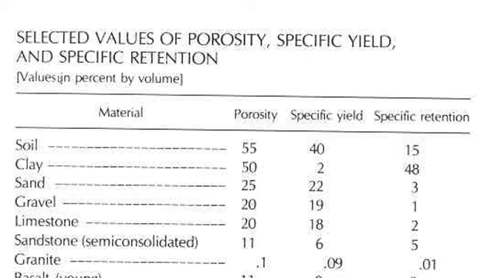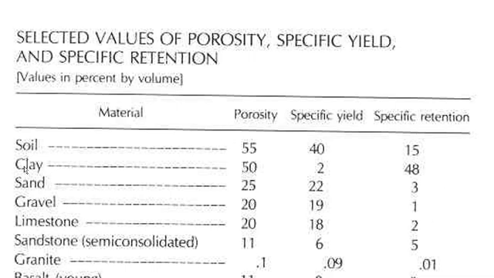Here you see the soil types: clay, sand, gravel, limestone, sandstone, granite, and basalt. You check the porosity, then the specific yield, and then the specific retention. Porosity is the volume of void. This is the volume of gravity water, and this is the volume of retention. So the combination of both gives us the porosity.